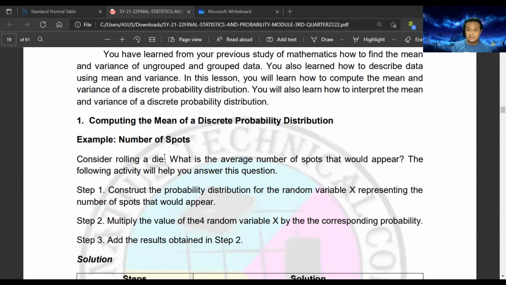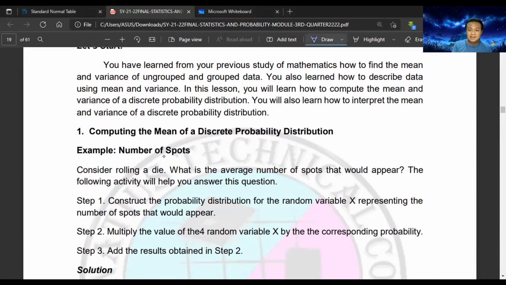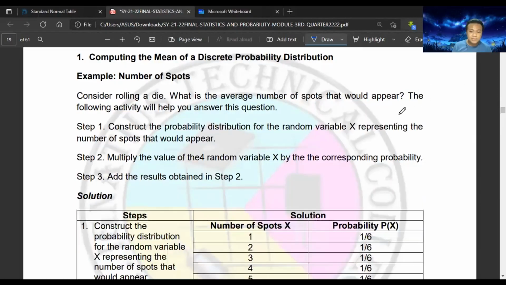Rolling a die. Die is the singular, the dice are plural. If it's singular, it's a die, but if plural, dice. Okay? So, the example is rolling a die. What is the average number of spots that would appear?